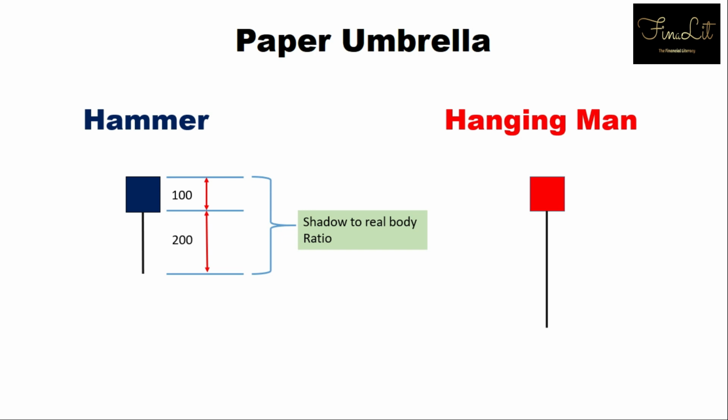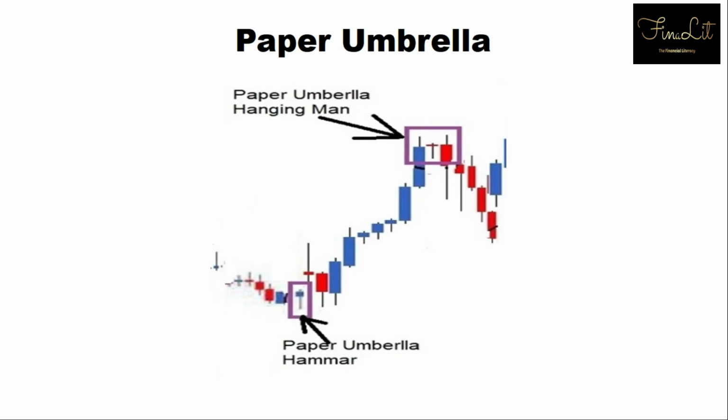When it appears at the bottom end of a downtrend rally, it is called the hammer. When it appears at the top end of the uptrend rally, it is called the hanging man. The hammer is a bullish pattern, and one should look at buying opportunities when it appears. The low price of the hammer acts as the stop loss price for the trade.